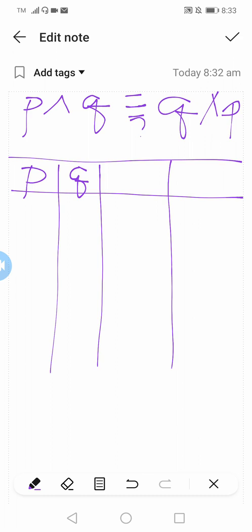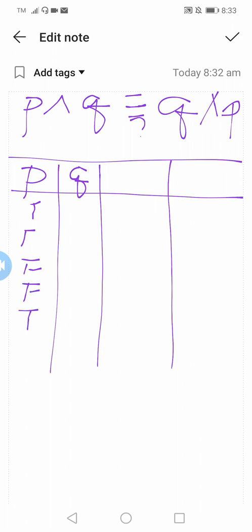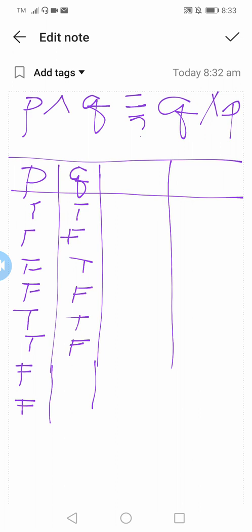Okay? So the same truth values for your P. We have T, T, F, F, T, T, F, F. And the same truth values for your Q. We have T, F, T, F, T, F, T, F. Okay? Then we have P and Q.